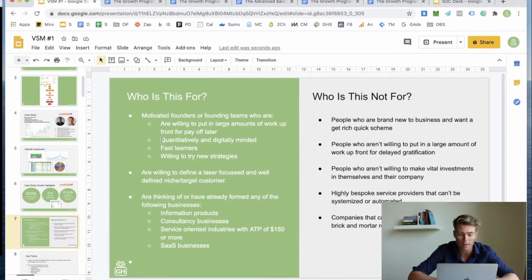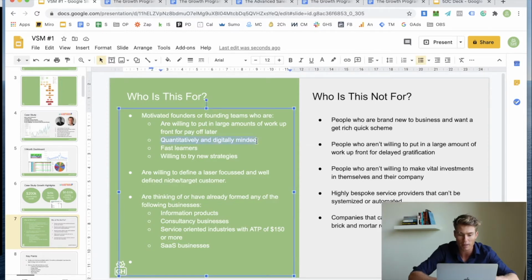Okay, people who are successful with my program and people that it is well suited to are quantitatively minded, and they're digitally focused people as well. So if you're someone who really does not like getting into the analysis of things, and you don't like numbers, and you don't like digital stuff, you don't like online stuff, then this program is not for you. Okay, this program gets quite technical in places.